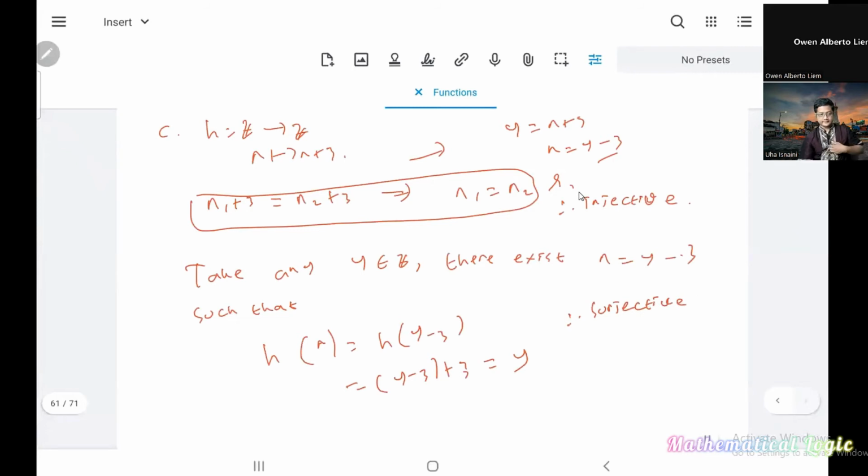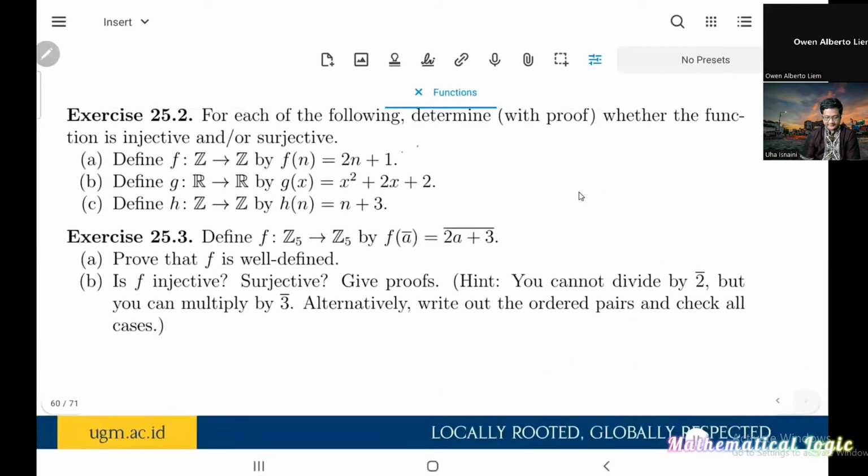Okay. Any question maybe for point c? At least I have explained the key idea. For the complete writing, you can do it by yourself. It should be okay to leave it as your exercise. Hopefully that's clear. Is that clear? Okay.